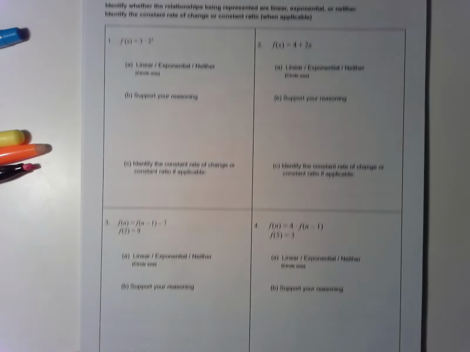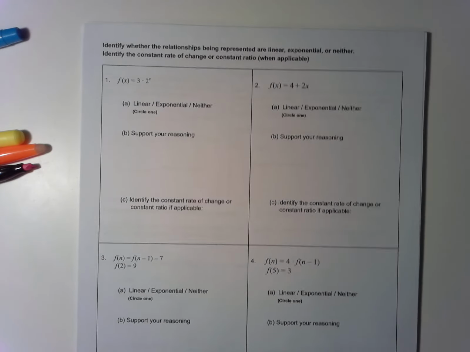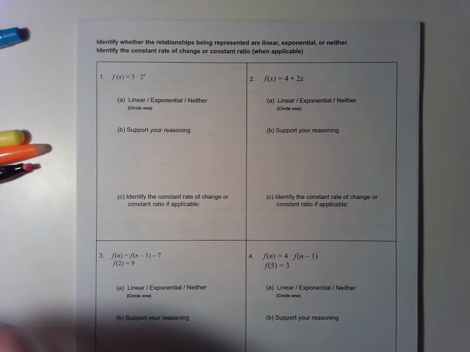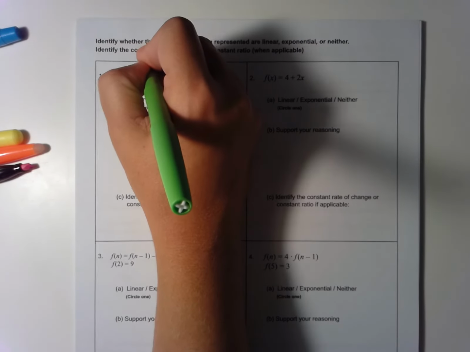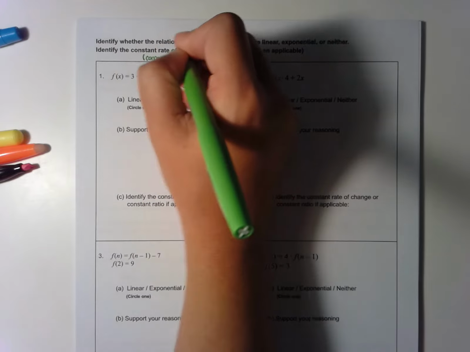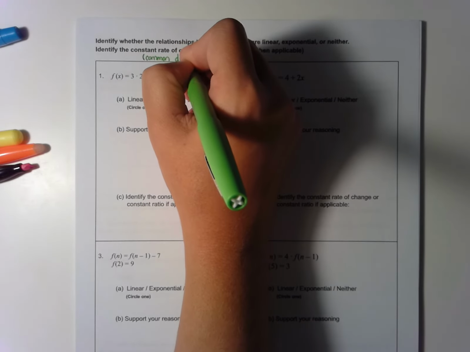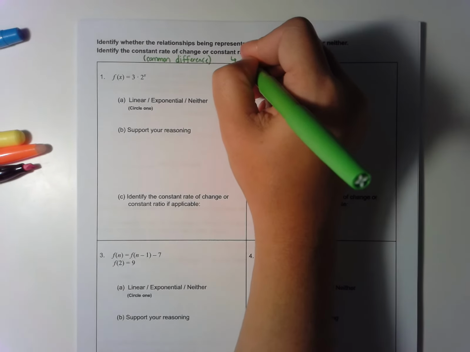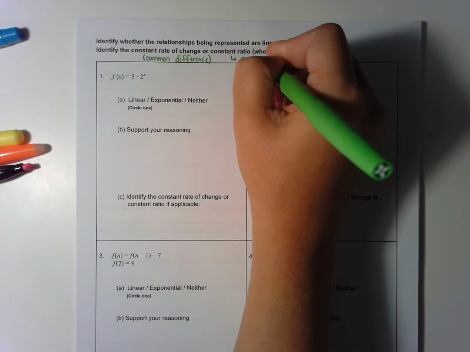All right, what we're going to do next is we're going to try some practice problems. So for these problems, we're going to be asked to do two different things. First, determine if we have a linear, exponential, or neither for our equation and support our reasoning. And then second, identify the constant rate of change, which is also known as the common difference, or the common ratio if applicable. So as a reminder, the constant rate of change is the same thing as the common difference. And the constant ratio is the same thing as the common ratio.